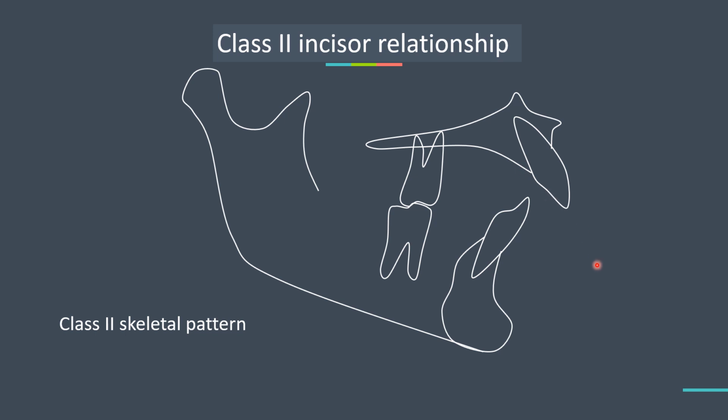The Class 2 skeletal pattern also may be due to maxillary excess in size or mandibular deficiency in size. Also, it may be a combination of maxillary prognathism and mandibular retrognathism. The Class 2 skeletal pattern may cause the position of the lower central incisor posterior to the upper central incisor.